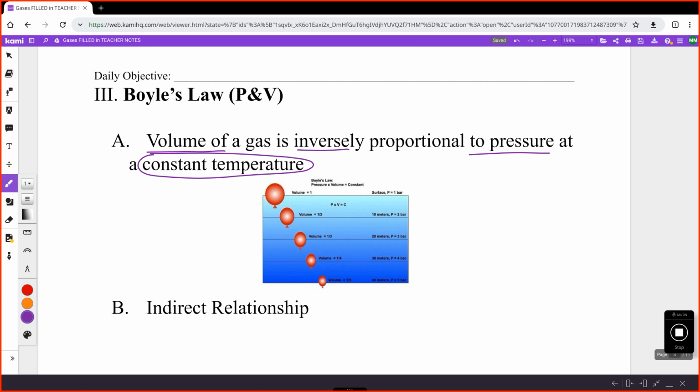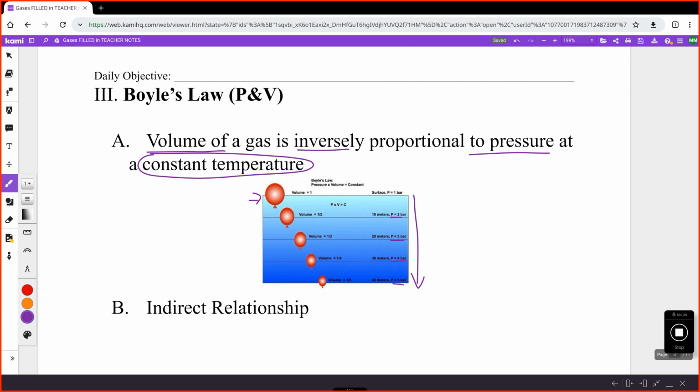If you take a balloon, right, and you add pressure to it. Now, in this picture, it's showing a balloon if you were going to bring it down underwater with you. As you go down, the pressure starts to increase and the volume of the balloon starts to decrease.